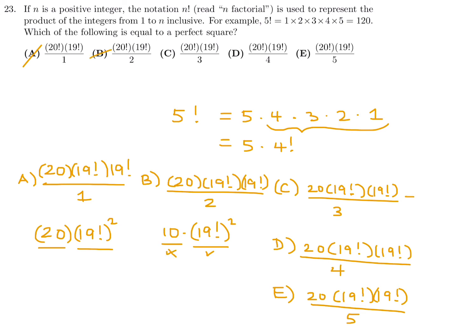How about C? 20 over 3, well, that's not even an integer. It's 6 point something. I'm just going to leave it as 20 over 3, 19 factorial all squared. Again, this and this both have to be perfect squares. This is not. That's not right. Now let's go to the next one. 20 divided by 4 is 5. And therefore you got 5 times 19 factorial squared. 19 factorial is a perfect square. 5 is not. Well, the answer's got to be E, but let's see what happens with E.